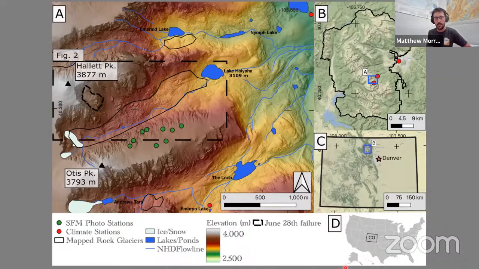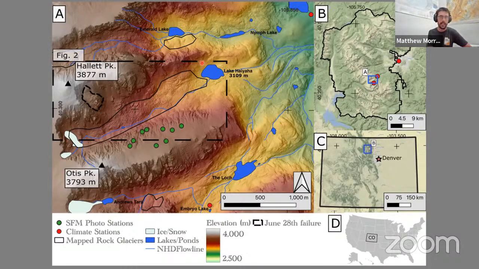But lower 48 United States, state of Colorado is located right here. And if you've ever been to a GSA meeting in Denver, we're going to focus on an area about 80 kilometers away from Denver and Rocky Mountain National Park, the black boundary here. And this is the main area of focus, which is blown up here.